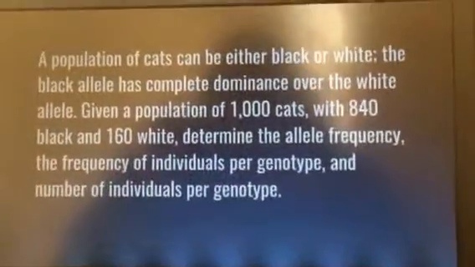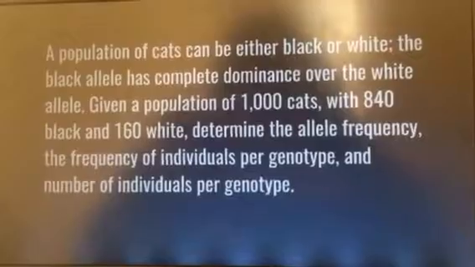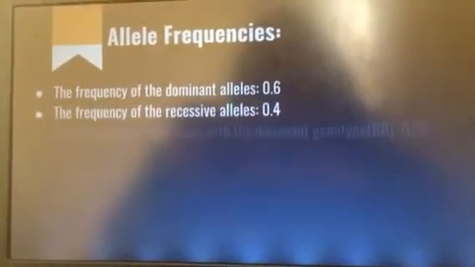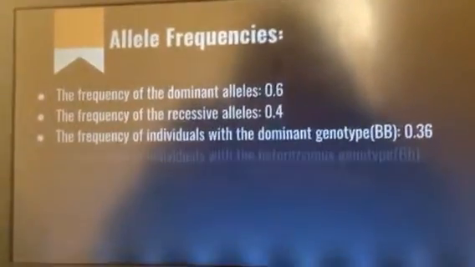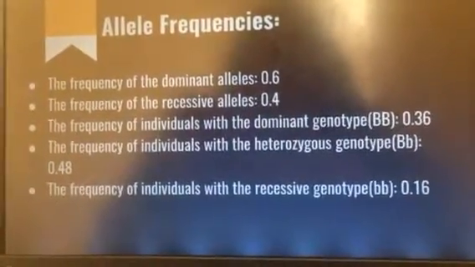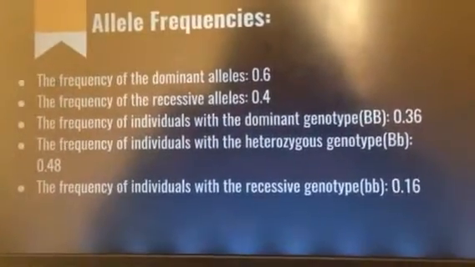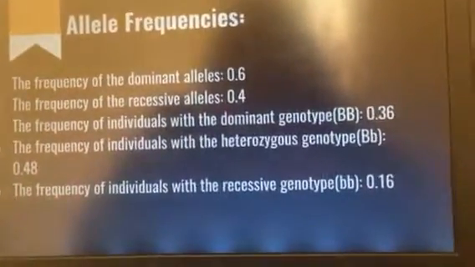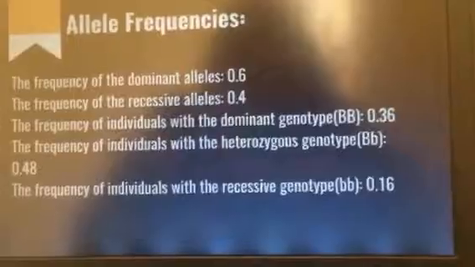Now again, looking at this problem, we've now determined the first two parts. In that case, the dominant allele is 0.6, the recessive is 0.4, individuals with the homozygous dominant genotype is 0.36, individuals with the heterozygous genotype is 0.48, and individuals with the recessive genotype is 0.16.